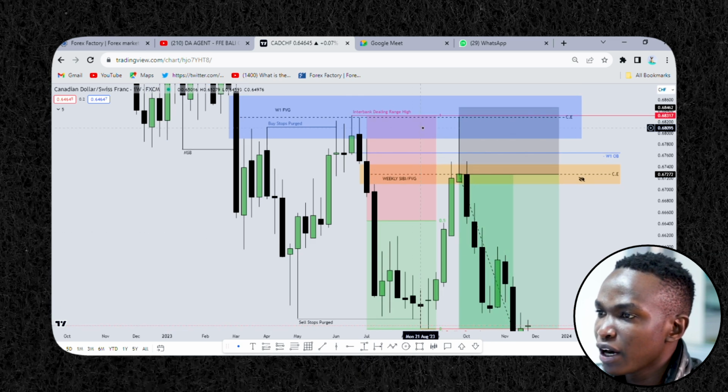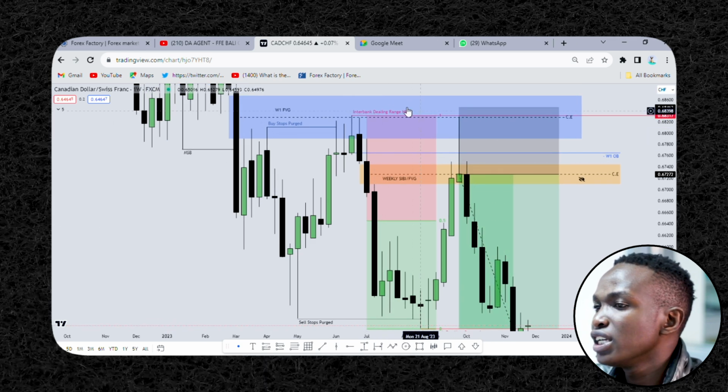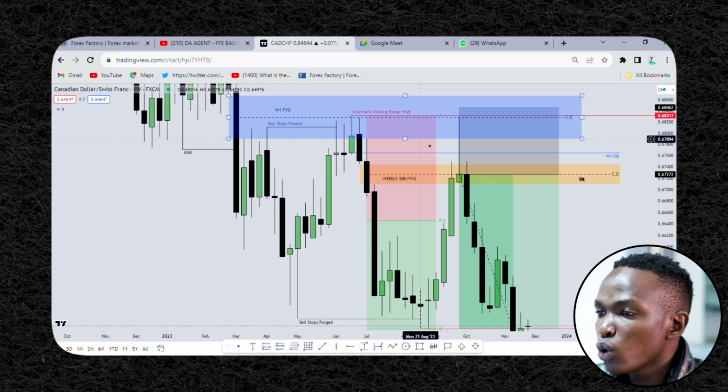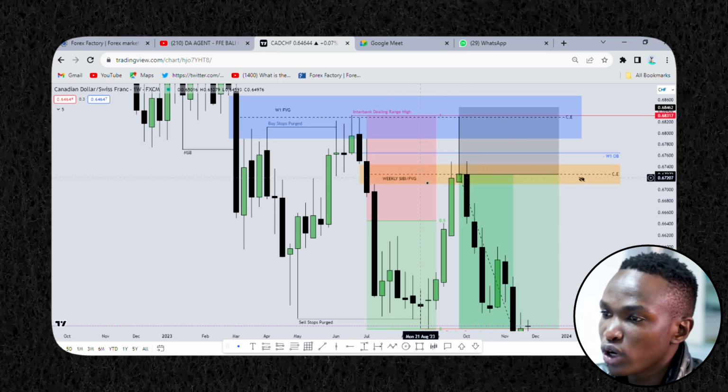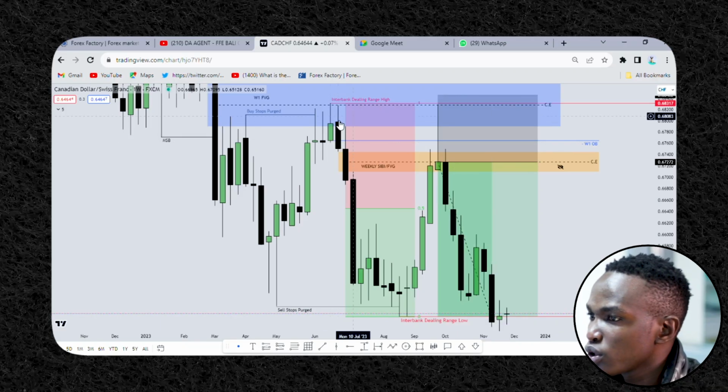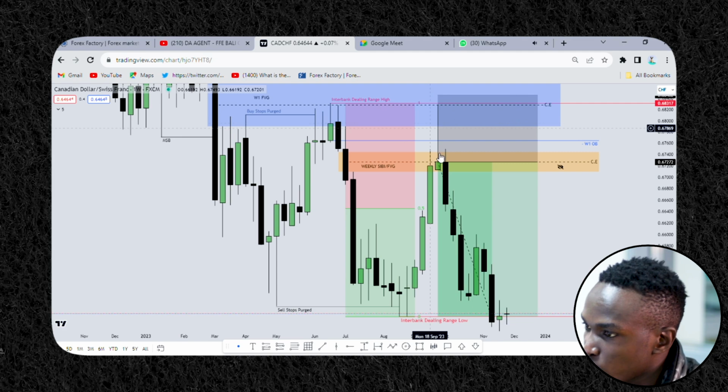After the price repricing back to the interbank dealing range premium zone, then we are looking for sales on our premium PD arrays. And clearly, you can see what transpired. The price came and mitigated our fair value gap. It came and collected orders from this bearish order block, then came back and closed below the consequent encroachment. Everything we are looking at, the candle closes below the CE, and on another block we are looking at the candle closes below the threshold.